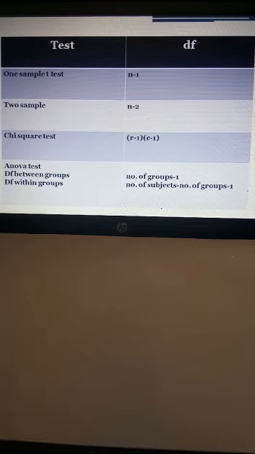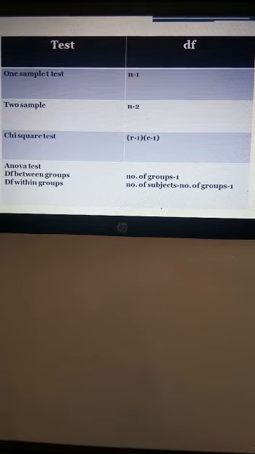Then if we want to calculate the degrees of freedom for the chi-square test, these are tests that we will study later on. For the chi-square test, degrees of freedom is calculated by (r minus 1) times (c minus 1). R is the total number of rows in the contingency table, and c is the total number of columns in the table. So row minus 1 times column minus 1 helps to calculate the degrees of freedom.